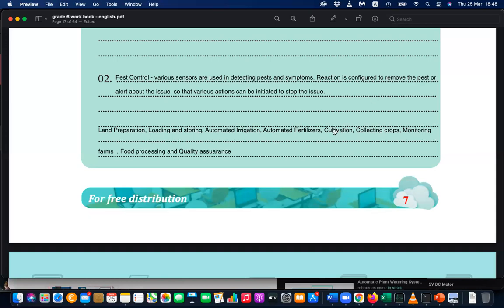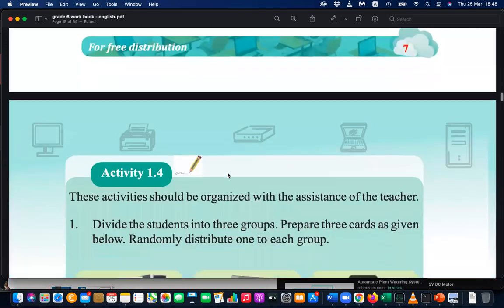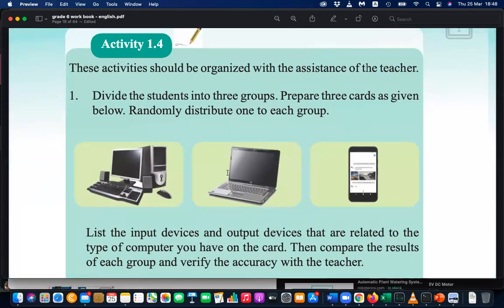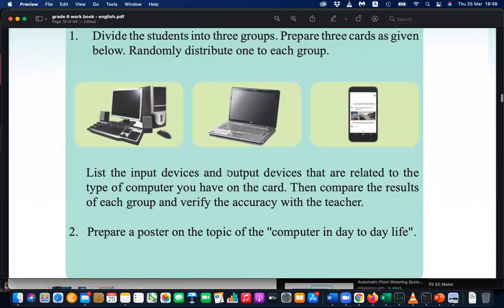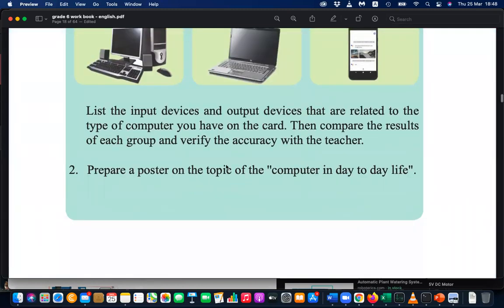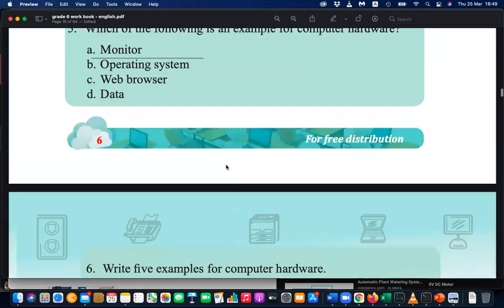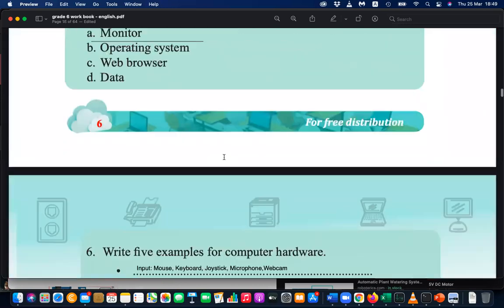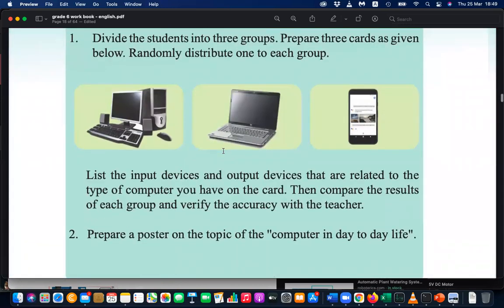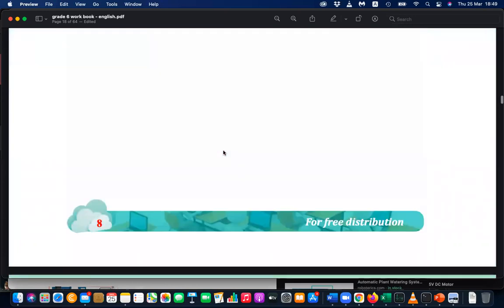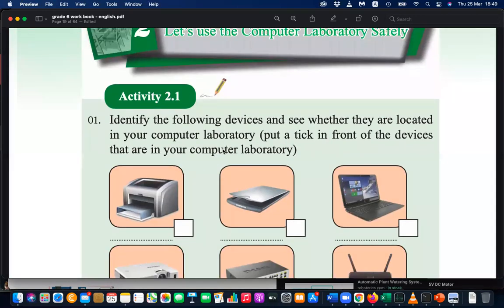Okay, then the fertilizer spreading is done using automated techniques, cultivation, collecting crops, monitoring farms, and food processing and quality assurance. These are the fields. Then 1.4. Right, this is actually an activity. This one we did, we have already categorized the input devices and output devices. So we can just skip the activity. Then we can move to chapter number 2.